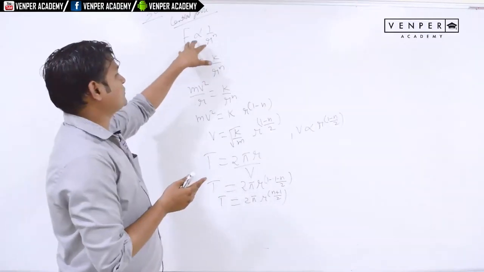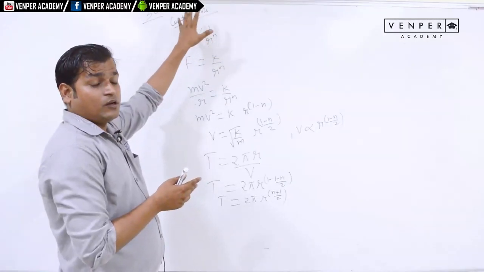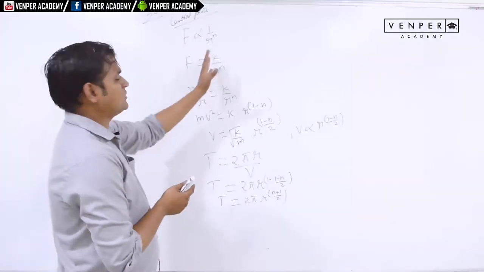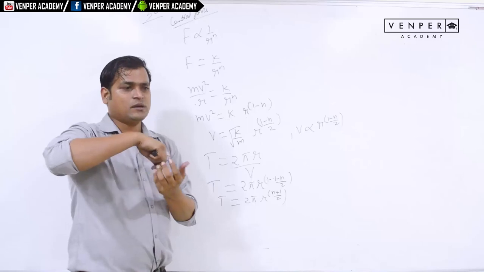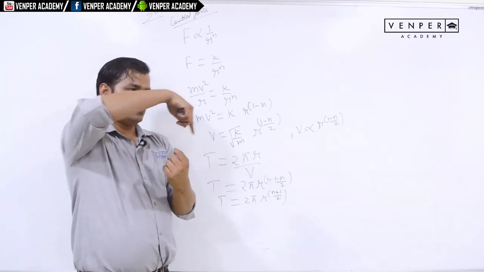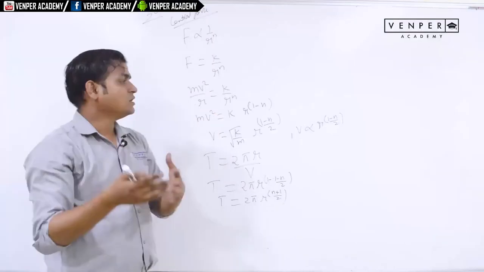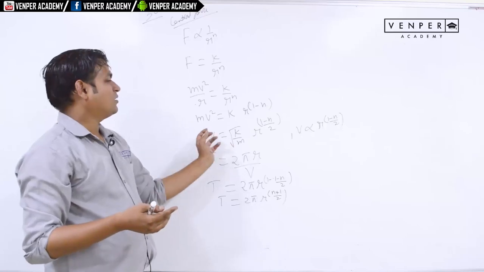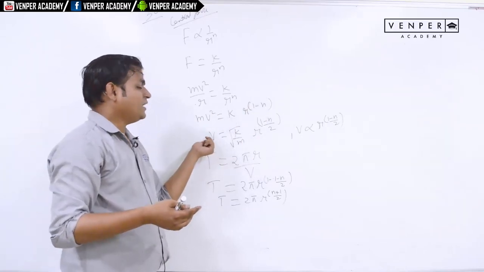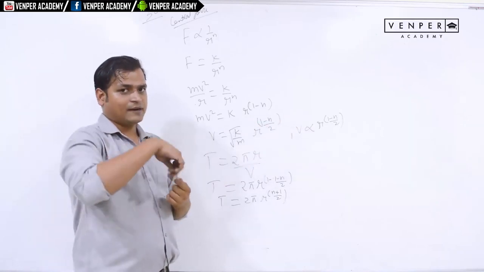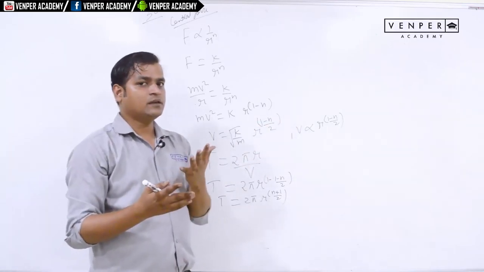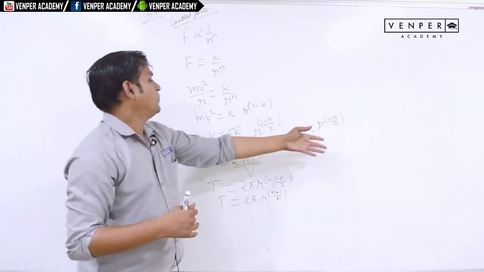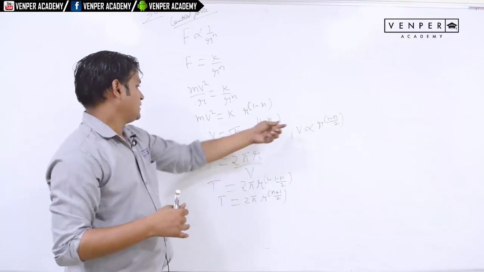You know that it is given that central force F is proportional to 1 upon r raised to power n, inversely proportional to r raised to power n. So we can say that F is equal to k upon r raised to power n. This force, because it is moving in a circular orbit, will provide the required centripetal force. So mv square upon r should be equal to k upon r raised to power n. From here you will get the relation between velocity v and r. Once you know the velocity, the time period is 2 pi r upon v, clear?